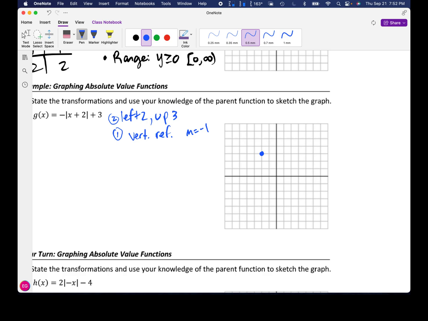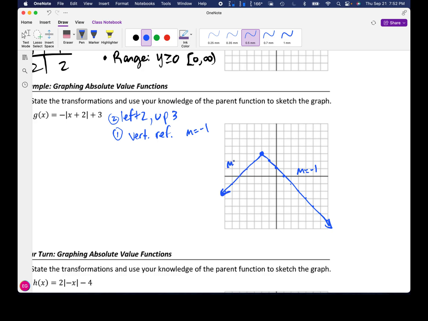So if I go on the positive x side, I'm going to do that exact thing. I'm going to do a slope of -1, which is going to be all of these points right here. I'm just going down 1 over 1, and that's going to give me this side of the V. And then I'm going to do the opposite of that. So I'm going to do +1 on the other side, which is on the negative side of the vertex.